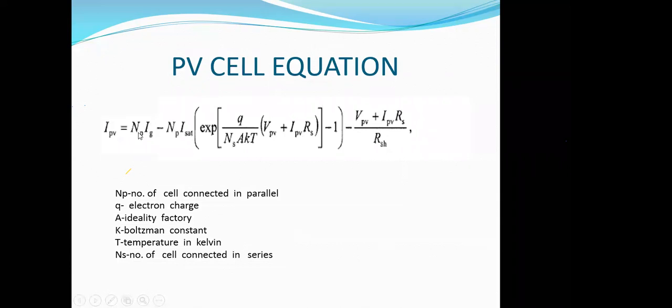This NP is the number of cells in parallel. So if you have to increase the current rating, we add number of cells in parallel. And if you have to increase the voltage rating, then the cells are added in series. So here with the current, I have multiplied it with NP, which is nothing but the number of cells connected in parallel. This Q is the electron charge, A is the ideality factor of the diode, K is the Boltzmann constant, and T is the temperature. So with the help of this equation, we model our PV cell.